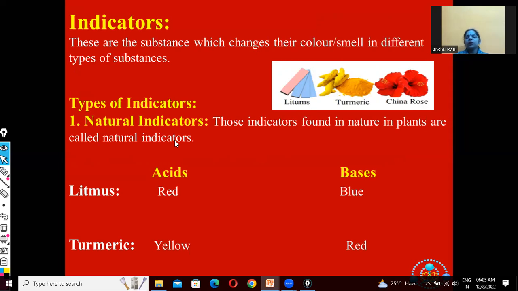We have natural indicators and artificial indicators. Natural indicators are those which you can get from nature. We get them from plants, like litmus. Litmus in the presence of acid is red and in the presence of bases it is blue. Turmeric solution is yellow in the presence of acid and red in the presence of bases. Litmus solution you can get from lichens. They are already purple in color. When they react with acids and bases, they give red and blue color respectively.